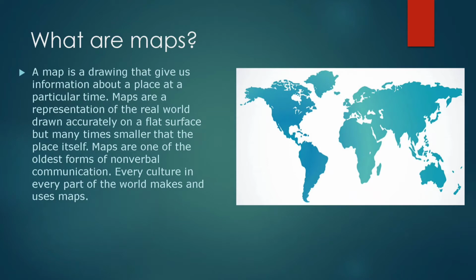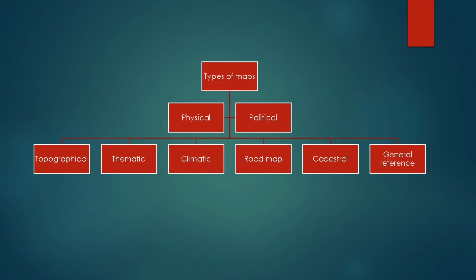Then we come to the types of maps. So there are majorly two types of maps which you see in daily life: physical and political. Apart from that, there are topographical, thematic, climatic, road maps, cadastral maps, and general reference maps. And there can be many types of maps. As our uses will increase, we will see different types of maps.